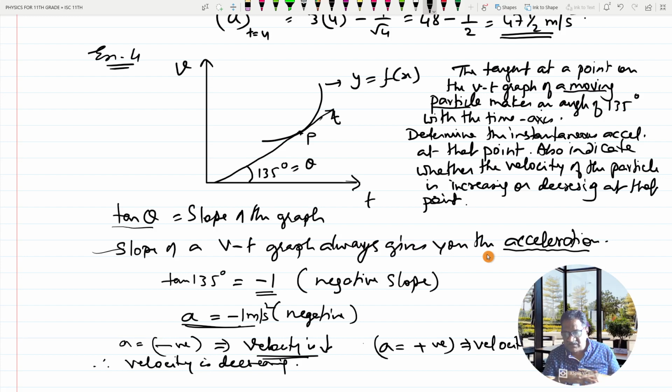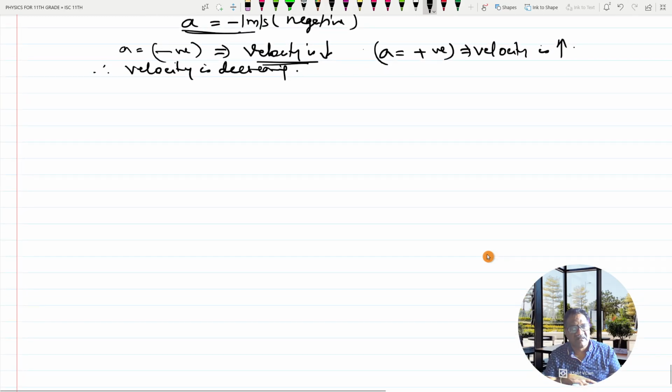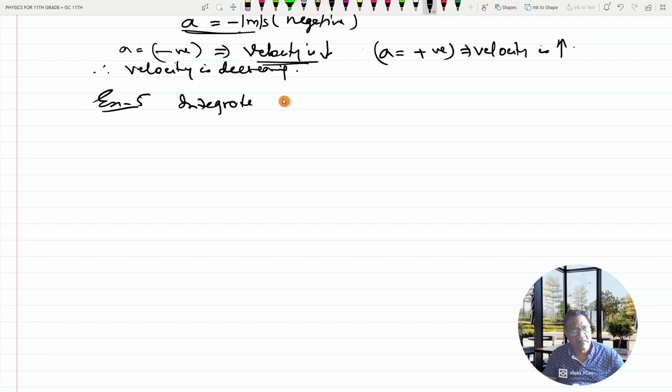Now let us quickly do a couple more examples, so that we can wind up this session. Example number 5. Now the question says integrate, 2 to 3, x dx. Now this appears to be a very straightforward mathematical question.